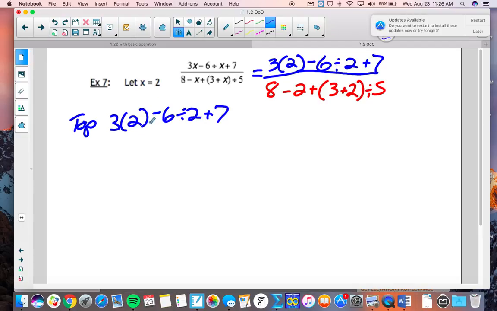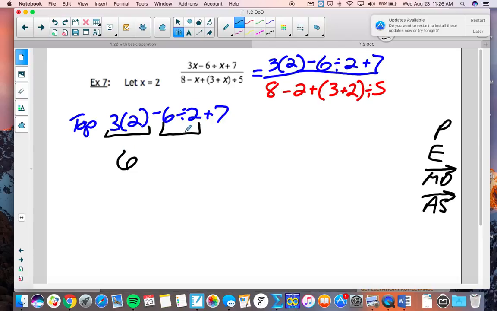So the top, I'm taking 3 times 2 minus 6 divided by 2 plus 7, and simplifying. I'm going to scribble my PEMDAS over here. Any parentheses I can simplify? Nope. Any exponents? Nope. Do I have any multiplication and division? If I do, I need to do those from left to right. So here I have multiplication, I need to do that first. Then I also have division there. So I'm going to do these in the same step, but I'm doing whatever is on the left first. So 3 times 2 is 6. 6 divided by 2 is 3. Drop down the minus sign. Drop down the plus 7.